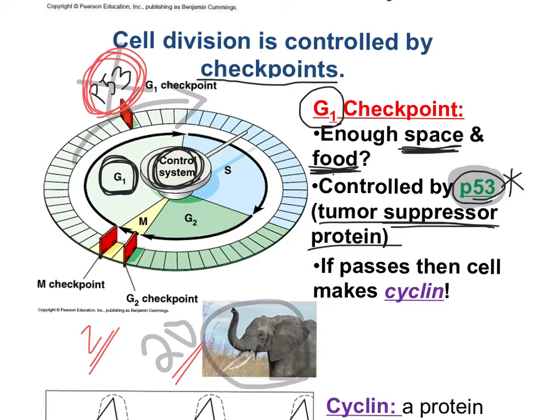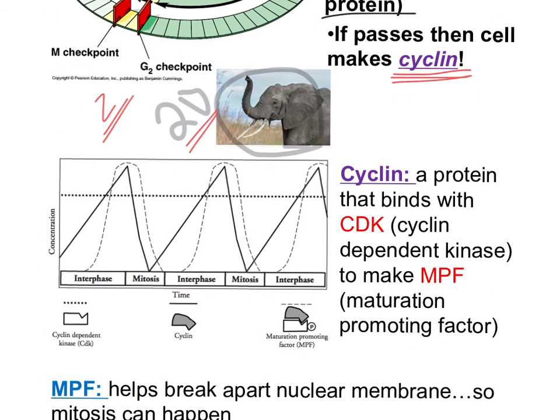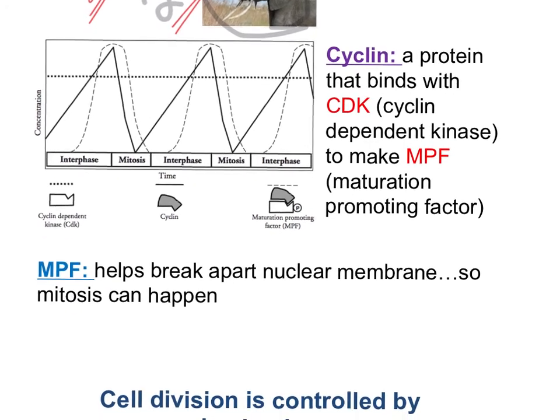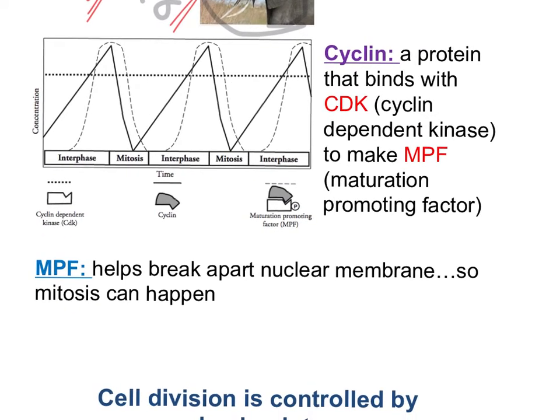If the cell passes that checkpoint and the cell is told everything is good to go, then the cell will start making something called cyclin. Cyclin is a protein that binds with another protein. So cyclin binds with CDK. So this is 2 proteins that come together.